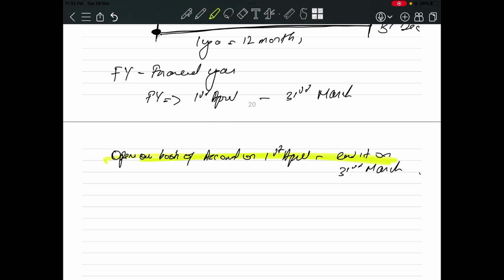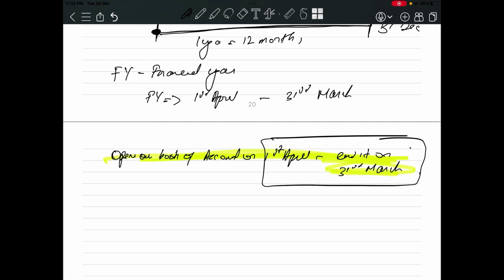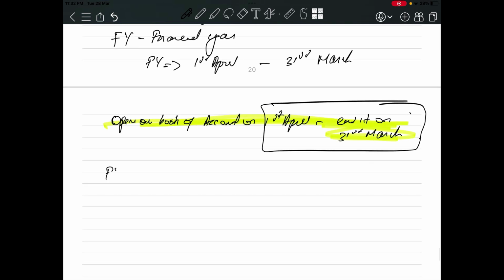Open the books of account on 1st April and end it on 31st March. Many students have a problem remembering this, 1st April and 31st March. This part many students face problems with. Now how will you remember this? The financial year will start from 1st April and it will end on 31st March.